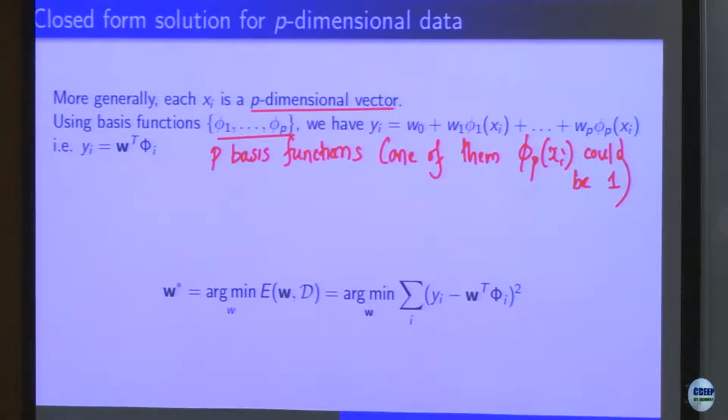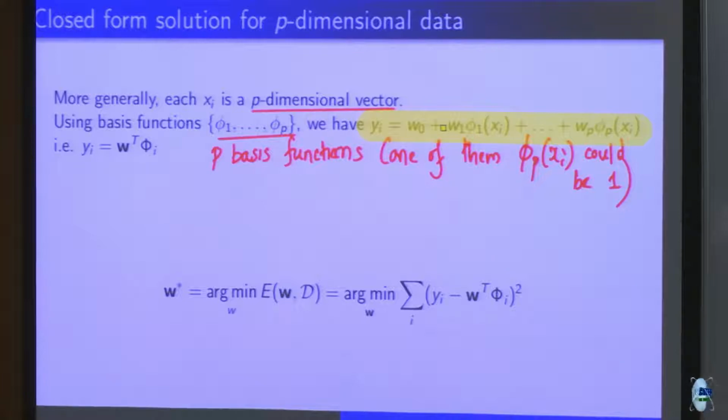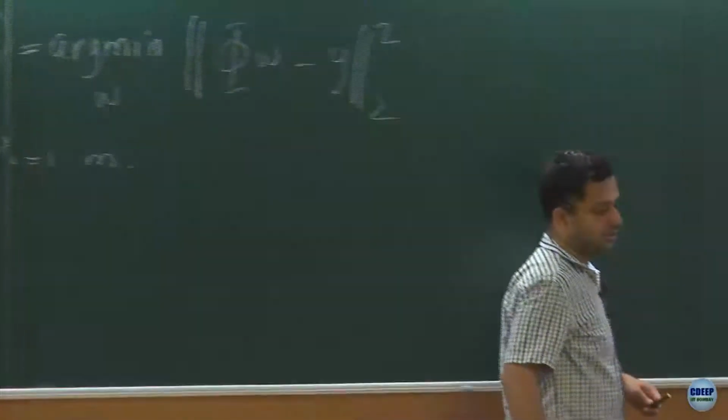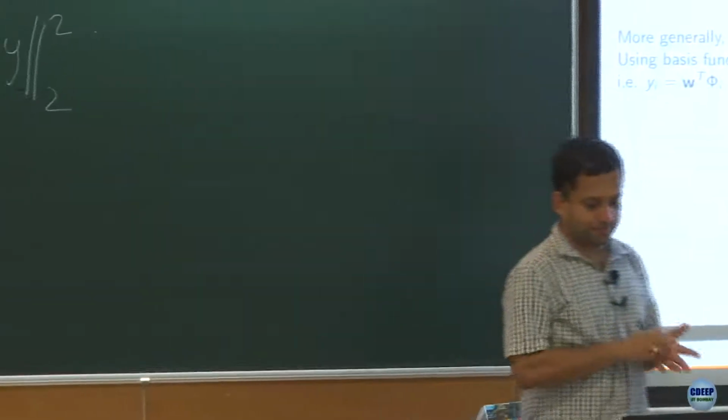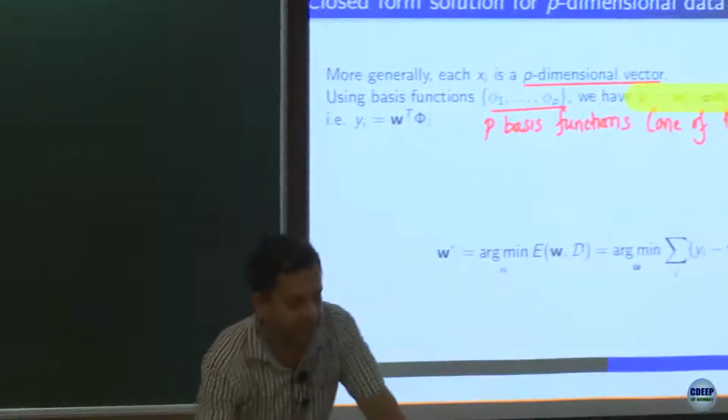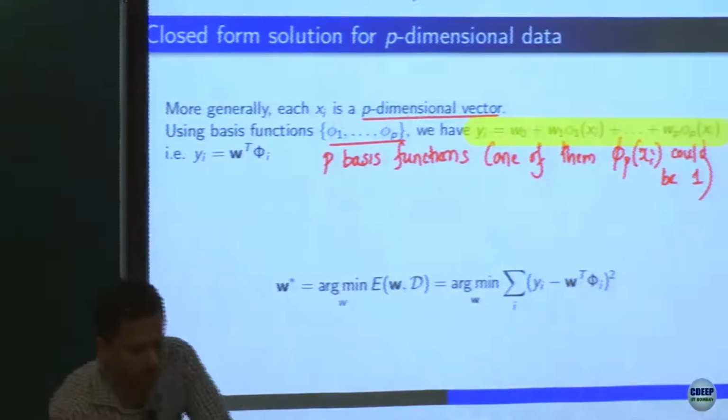So with this, our yi is this linear function. And now I have this w star which I need to obtain. Going back to the more general setting. So now how do you solve? There are two ways to write this. One on the board, one on the slide.